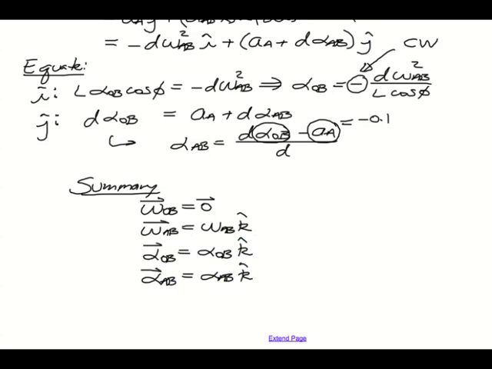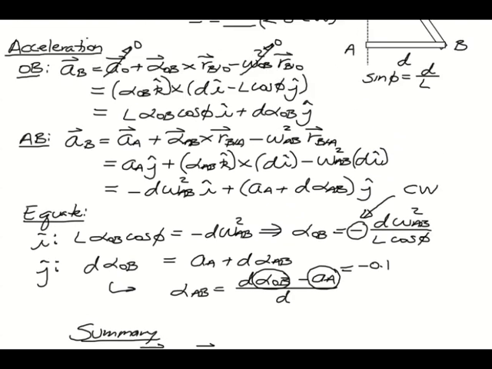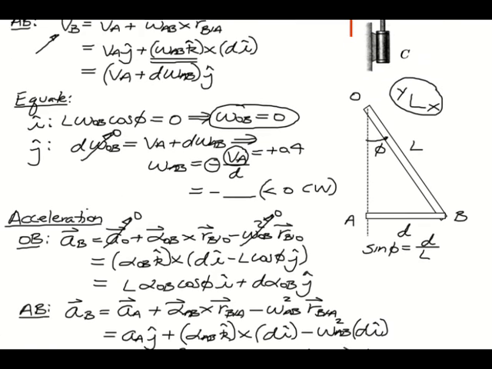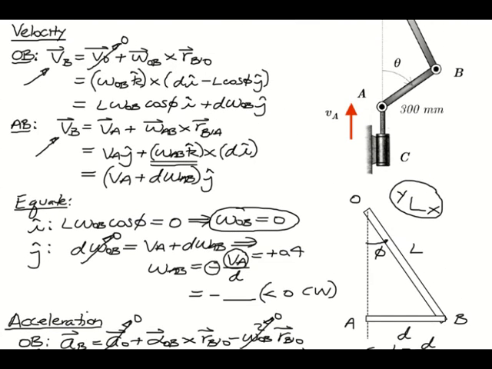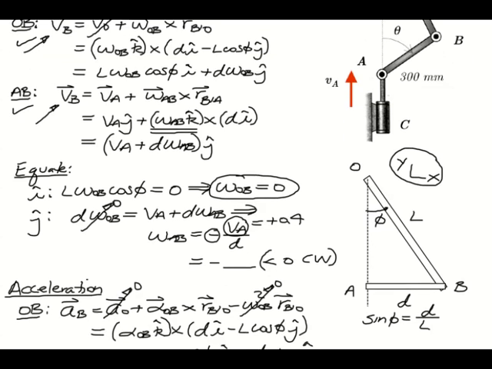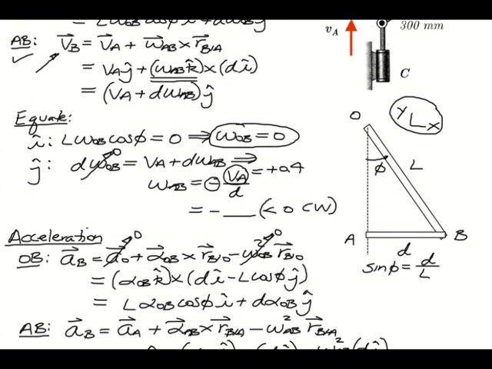So what did we do here? Well, it looks like a lot of work, and it was. A lot of algebra is involved. But if we break it down into small parts, it doesn't seem quite so bad. Because the rule is, for a mechanism like this, on velocity, write down a velocity equation for each link. Write down a velocity equation for OB, which we did here, and a velocity equation for AB. Equate those, and from that we got the angular velocity for each of the two links.